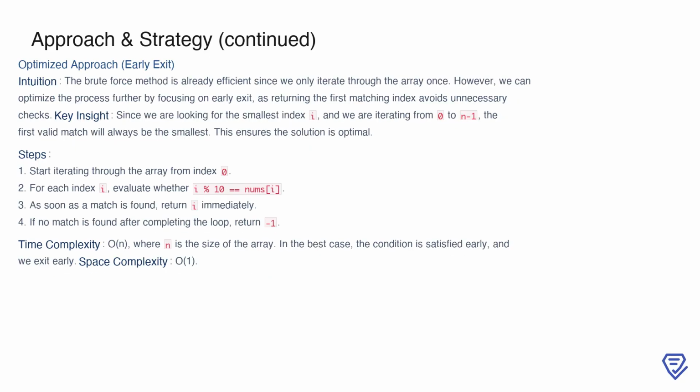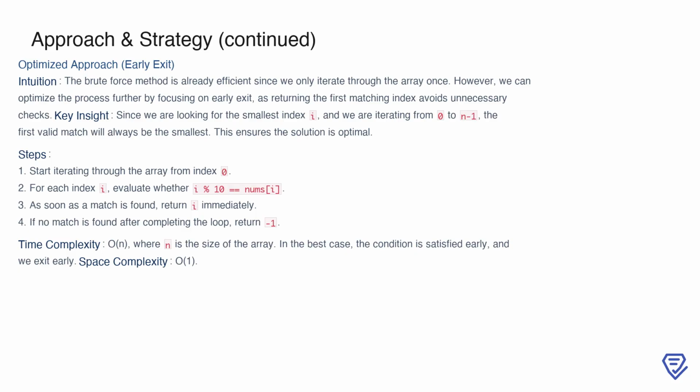Now, let's consider an optimized approach that focuses on early exit. The key insight here is that the brute force method is already efficient, as we iterate through the array only once. However, we can emphasize early termination because we are guaranteed to return the first valid index, which will always be the smallest due to the sequential nature of our iteration. This ensures the solution is optimal.